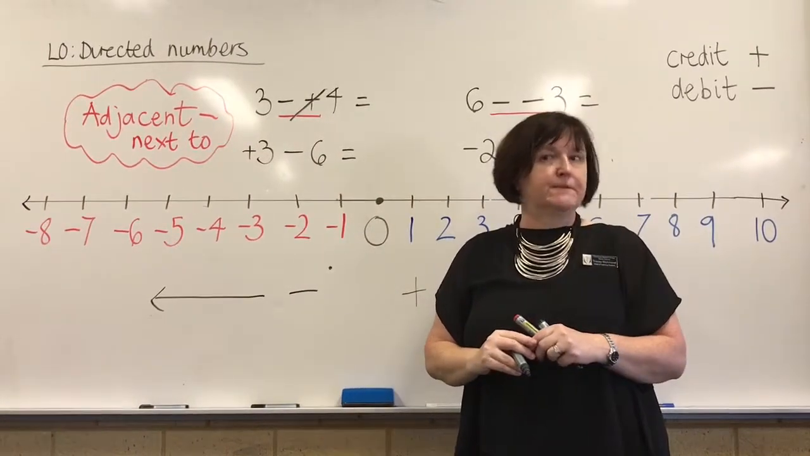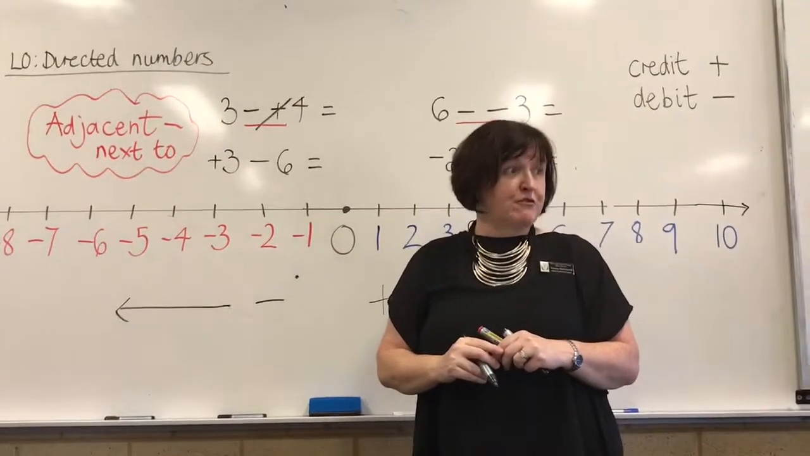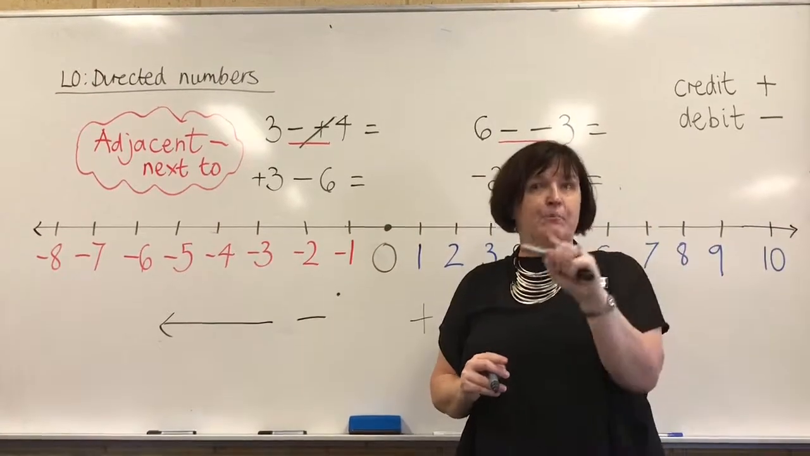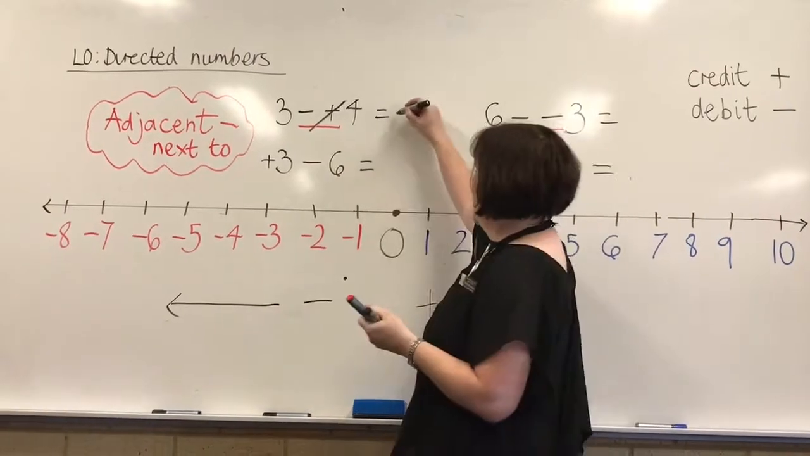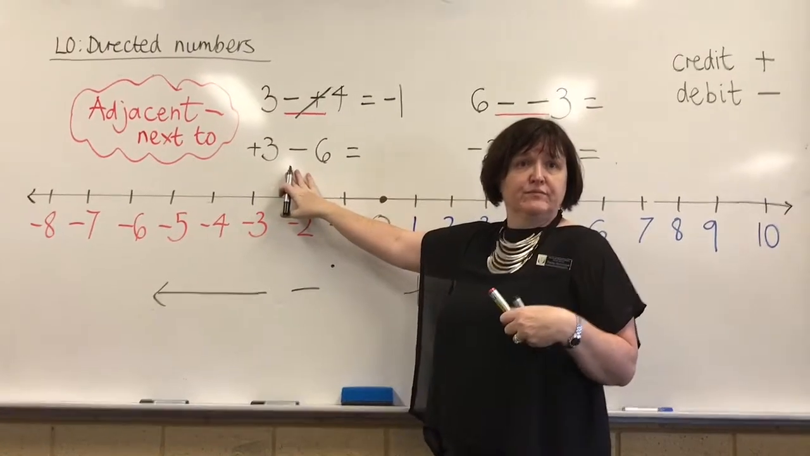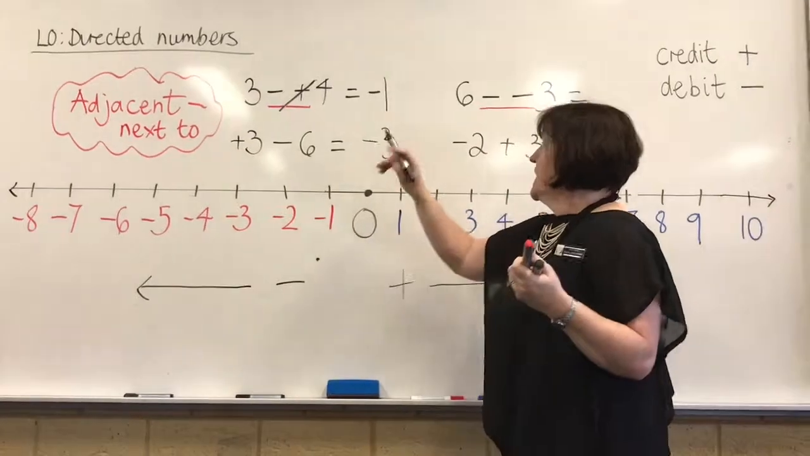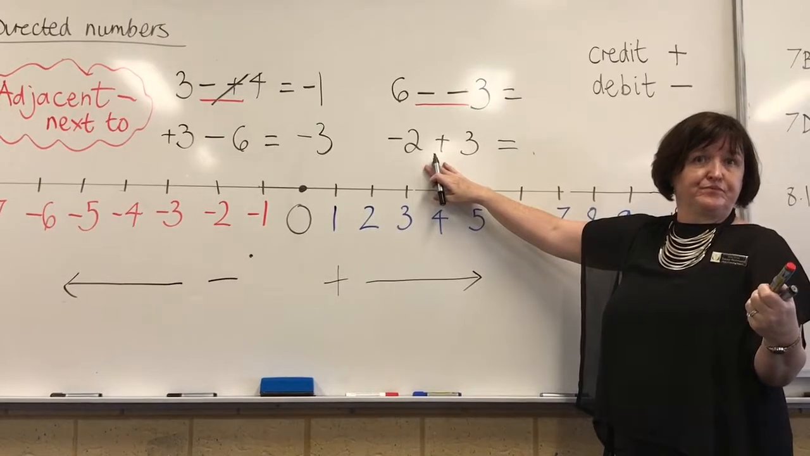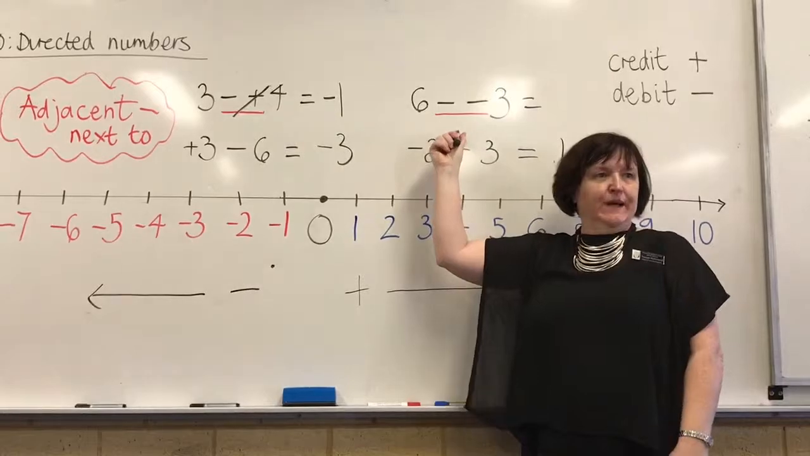Look at it on your number line. 1. Look at it again. 3 take 4. Put your finger on the 3, count back 4. Negative 1, that's right. What about this one? 3 take 6. Negative 3. What about this one? Negative 2, add 3. 1, that's right.